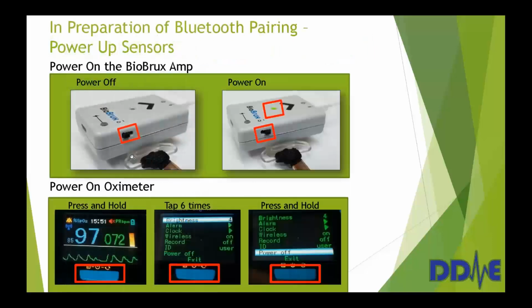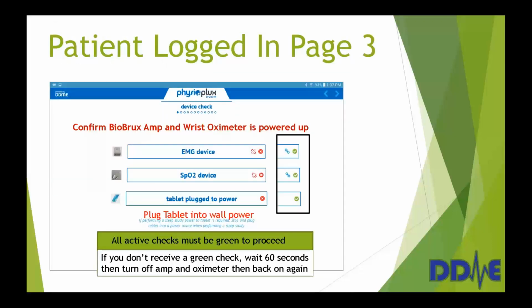After they click the next button, the patient is going to need to turn on the amp and turn on the oximeter. So just like you, the prescriber, had to pair the 2 sensors to the tablet, the patient has to do it right before they start their study. So this is where you might show them how to turn on the amp and the oximeter. Once they turn that on and click next, they're going to be presented with a screen here.